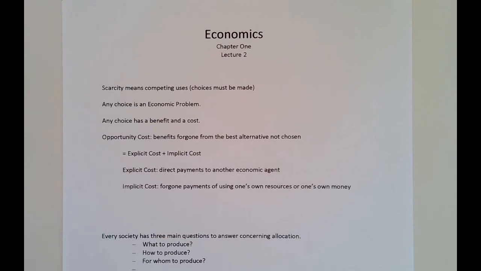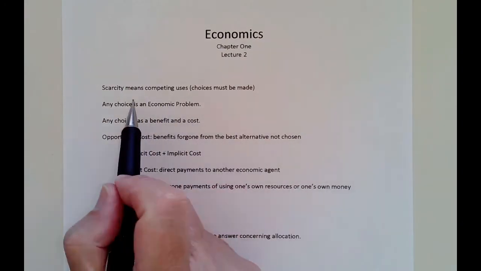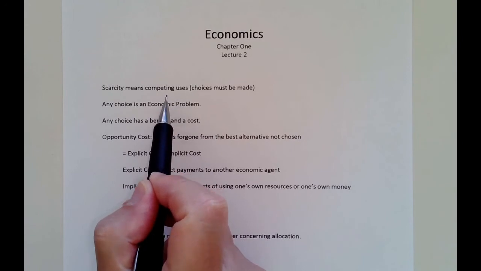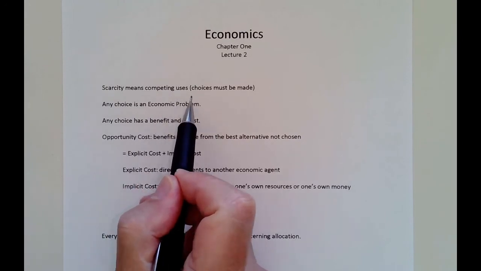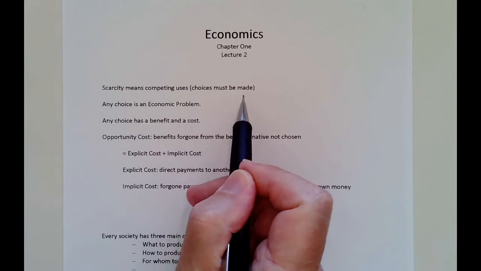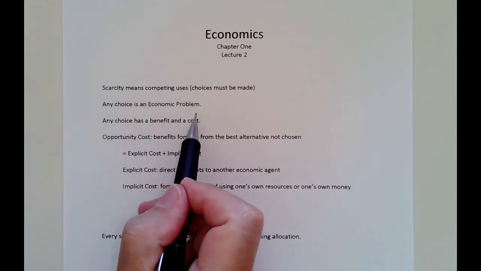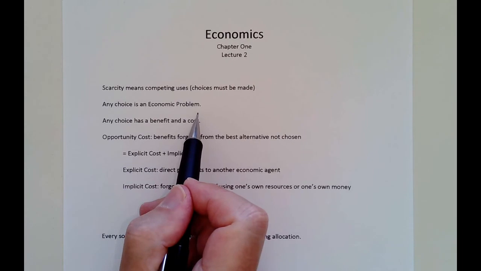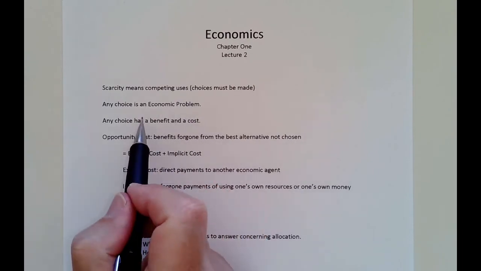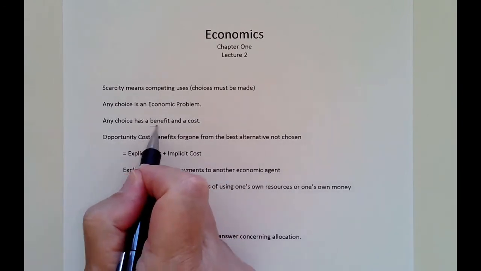to allocate resources. Just to review, scarcity means competing uses. If you have a resource, you have different uses for that resource, so we have to make a choice as to how we're going to use it. Anytime we have a choice, that is an economic problem, and pretty much throughout your entire life you have been doing lots of economics, since you have been making lots of choices. And any choice has both a benefit and a cost.